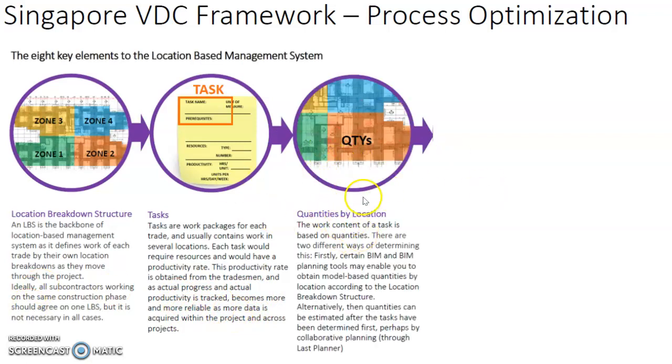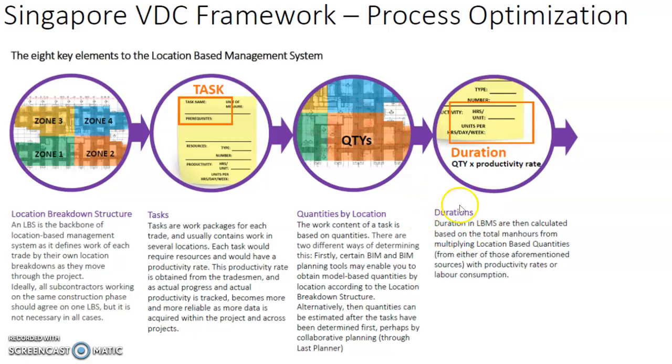We then look into the quantities by location. The work content of a task is based on quantities. There are 2 different ways of determining the quantities. First, certain BIM and BIM planning tools may enable us to obtain model-based quantities by location according to the location breakdown structure. Alternatively, quantities can also be estimated after the tasks have been determined first, perhaps by collaborative planning, for example, the last planner system.